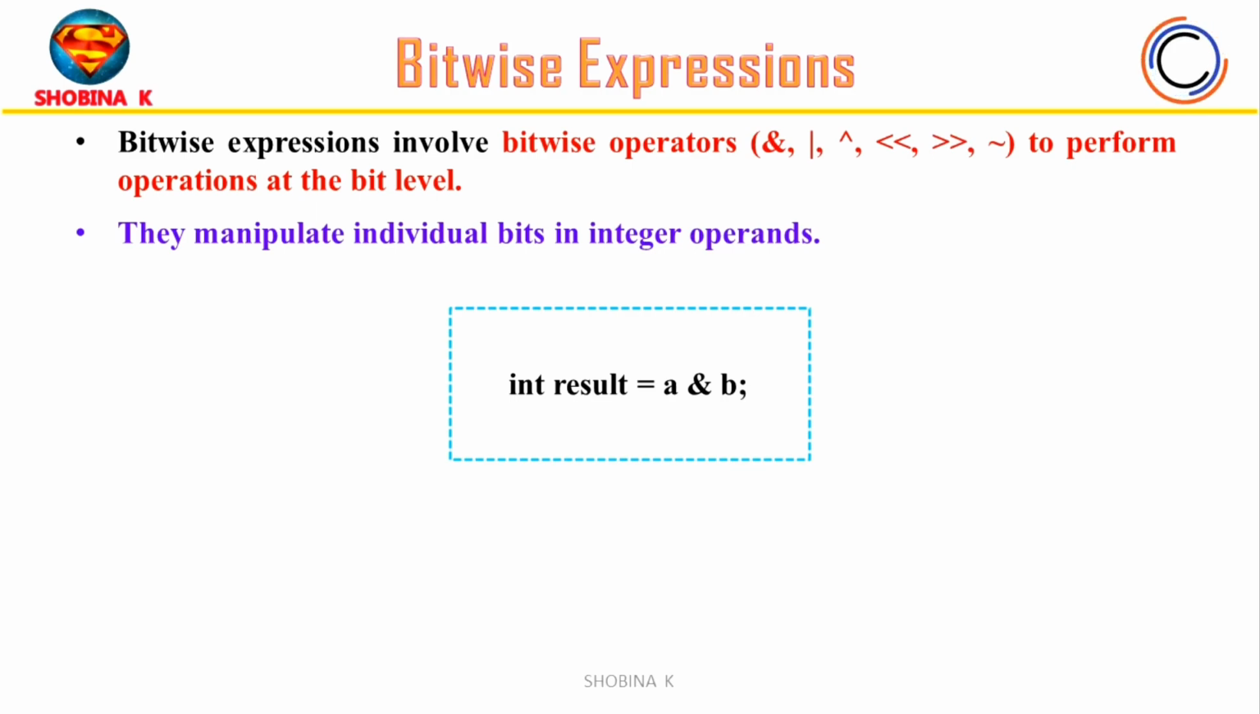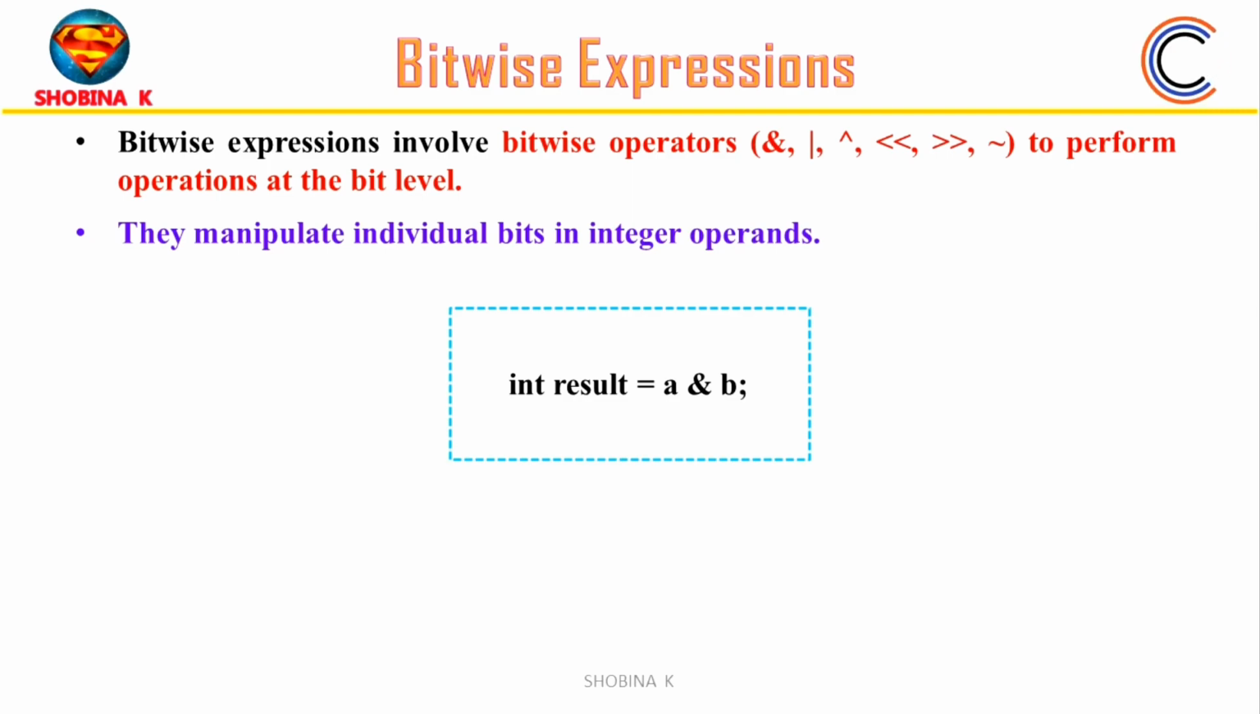Look at this expression. In this expression, we have a bitwise AND operator which performs a bitwise AND operation between the corresponding bits of integer operands A and B. Let's consider two integers A and B. When you perform A and B, it compares each bit of A with the corresponding bit of B. If both bits are 1, the corresponding bit in the result will be 1. Otherwise, if any of the bits is 0, the corresponding bit in the result will be 0.